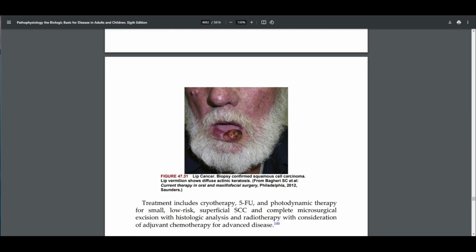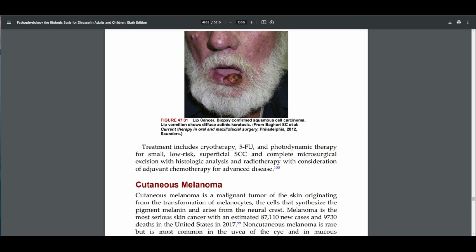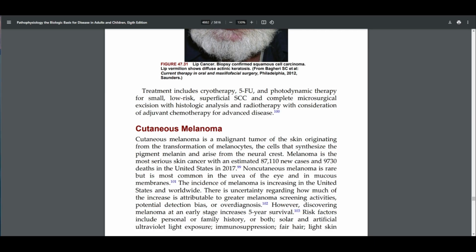So here's a picture of lip cancer. Treatment includes cryotherapy, 5-FU, and photodynamic therapy for small, low-risk superficial SCC, and complete microsurgical excision with histologic analysis, and radiotherapy, with consideration of adjuvant chemotherapy for advanced disease.